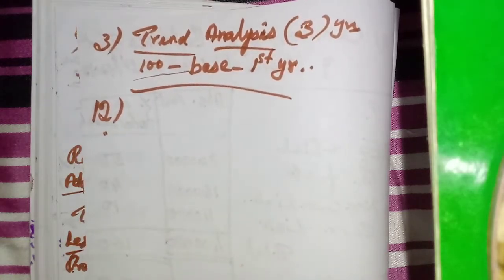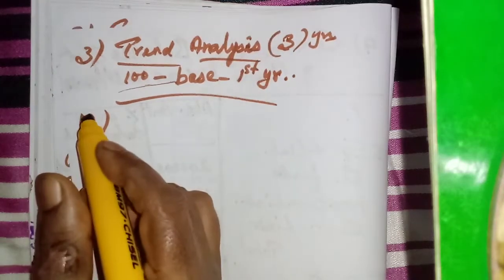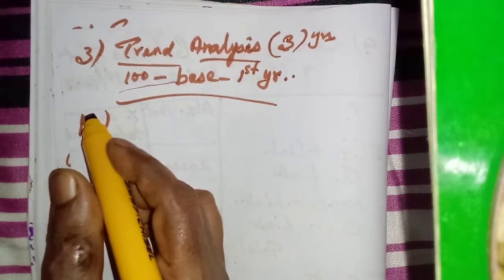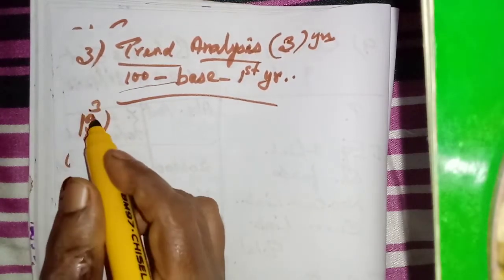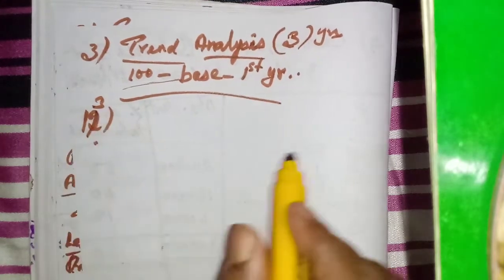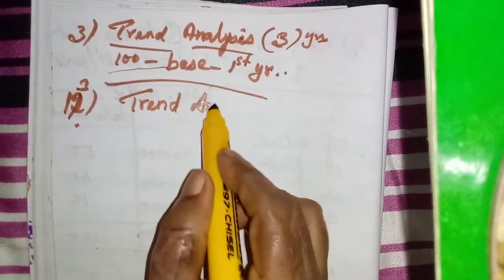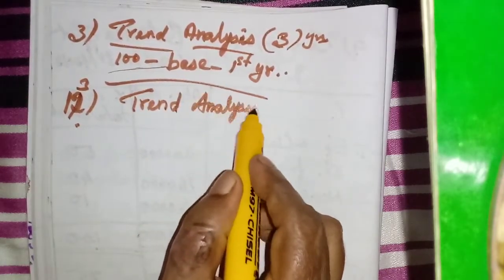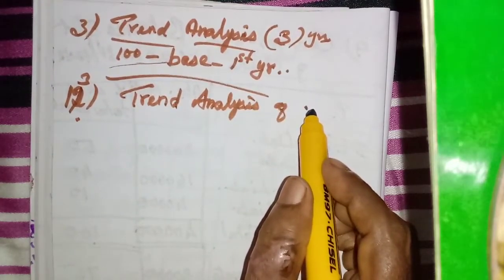Second one we will take, because the tax is not given, very simple one. So we will learn the 13th one, trend percentages of Kavita Limited. So we have to write the heading: trend analysis of Kavita Limited.